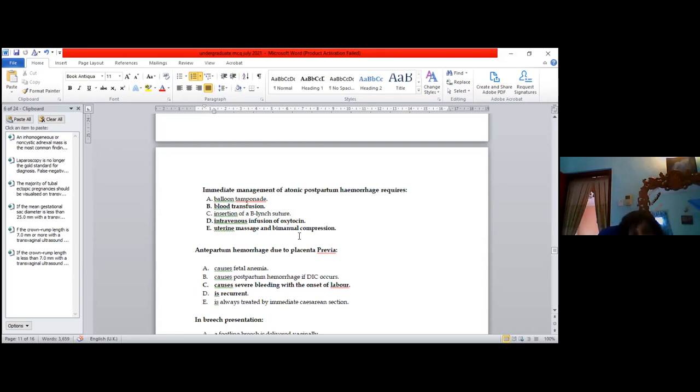Next step is after giving oxytocic drugs, massaging and bimanual compression. Next step is balloon tamponade. Next step is bleeding suture.